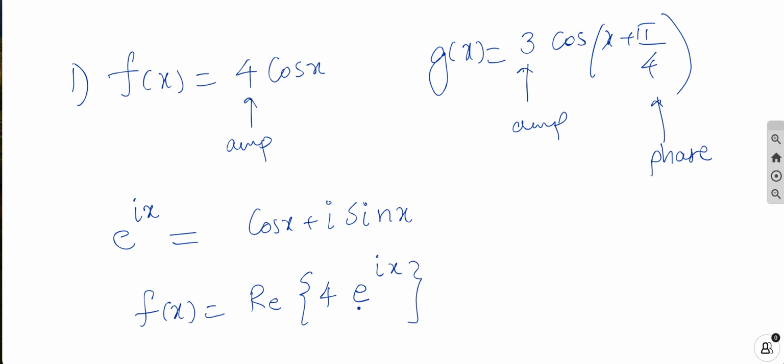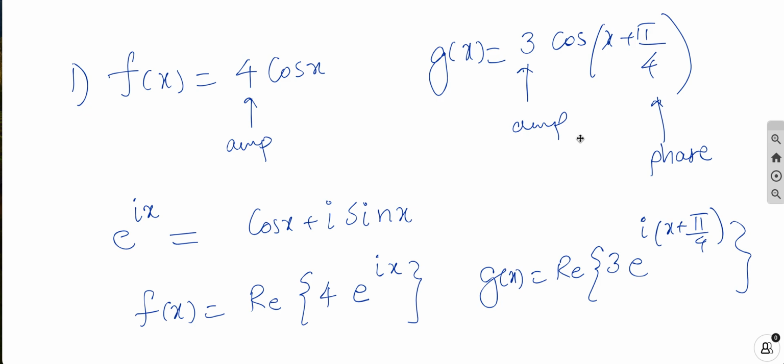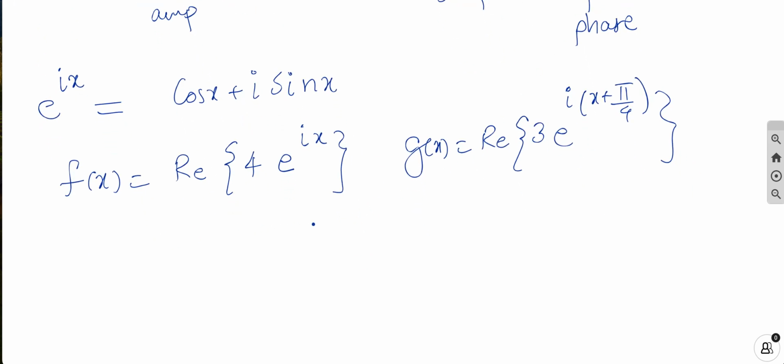So why the real part? Because it has only cos x. And what can I write g of x as? g of x is the real part of 3 times e raised to i(x plus pi by 4). So both the original sinusoids have now been represented using complex numbers.